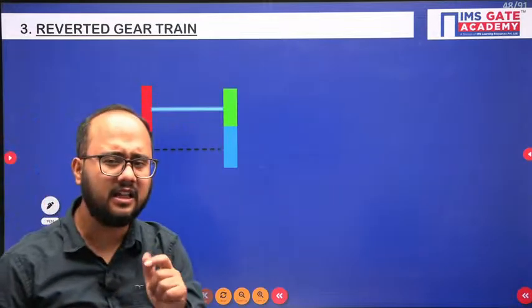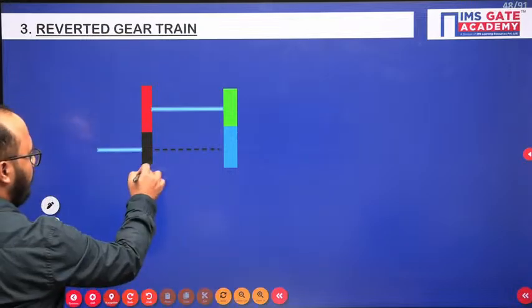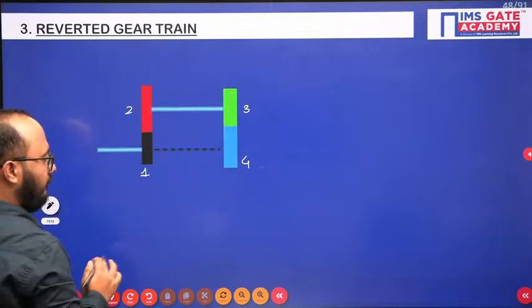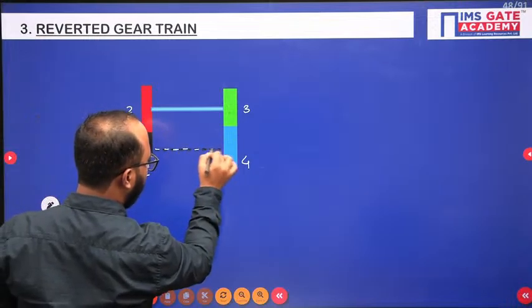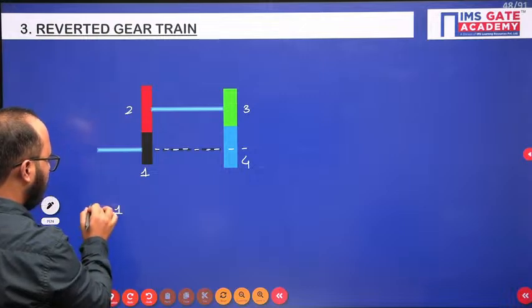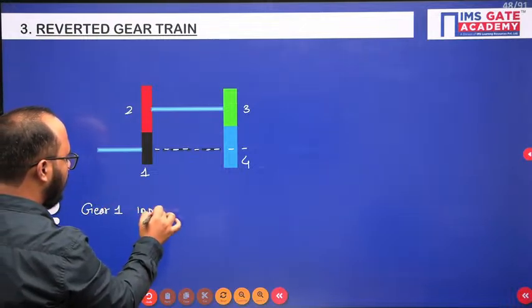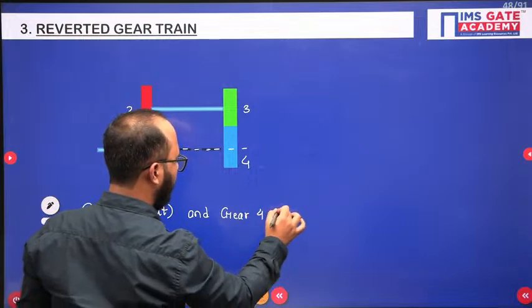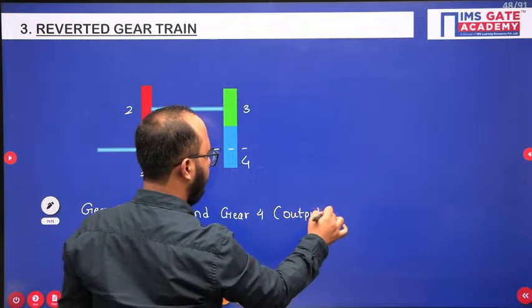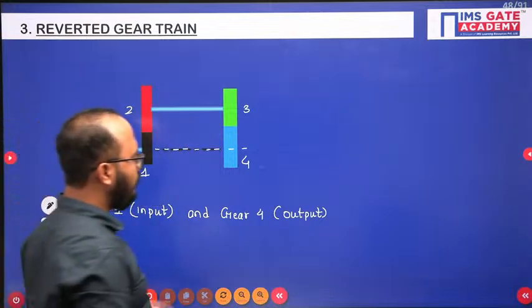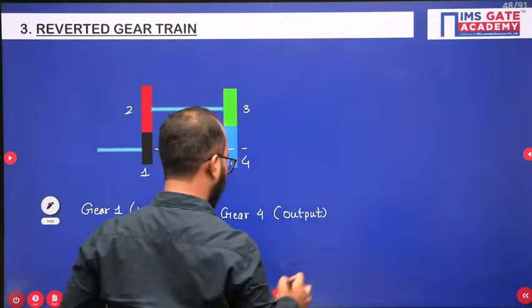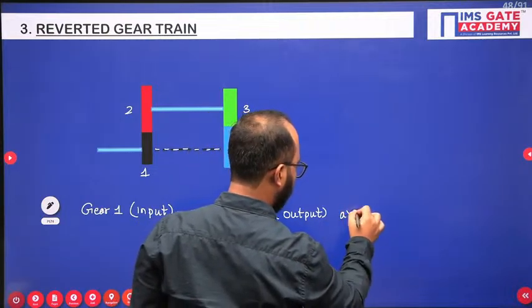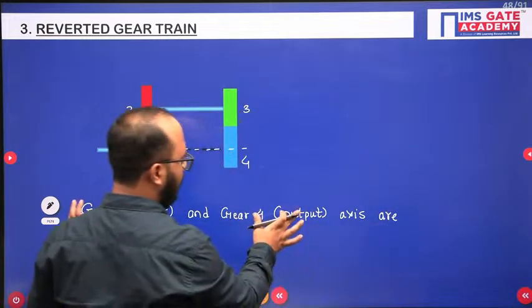Reverted gear train. Again, there is a small difference in reverted and compound gear train. Gear 1, gear 2, gear 3, gear 4. 2 and 3 are on the same shaft, so compound gear train by default it is. But one thing you will notice here. Gear 1, that is input, where I am giving the input, and gear 4, that is output. Right? Gear 1 input and gear 4 output, okay, we can write axis are, gear 1 and gear 4 axis are coinciding.